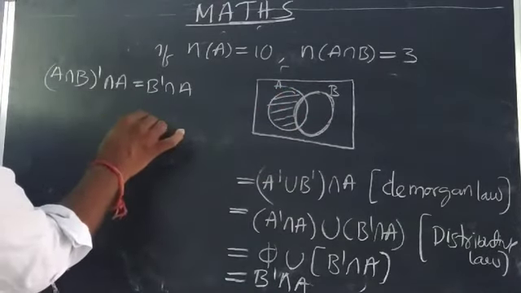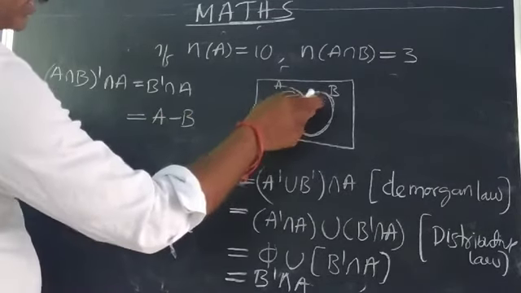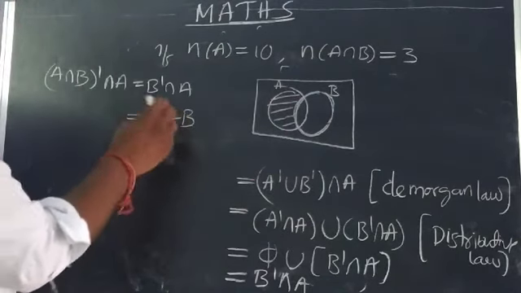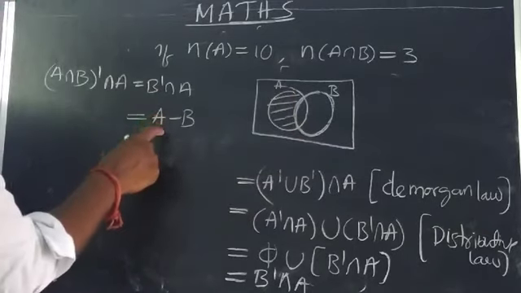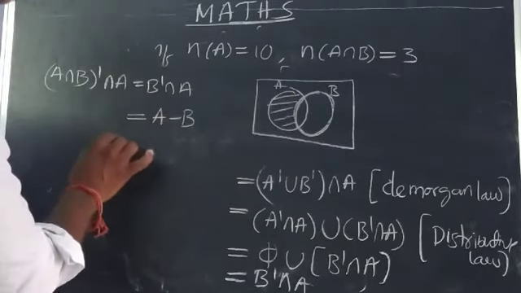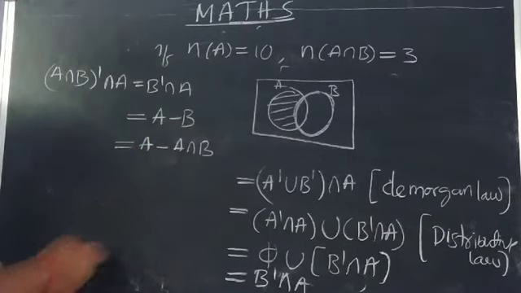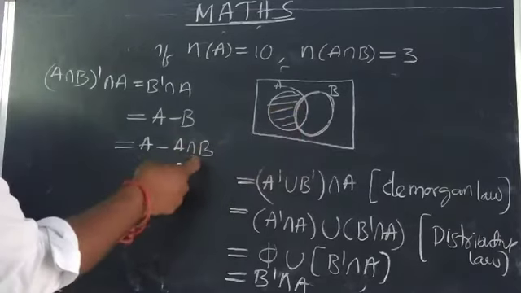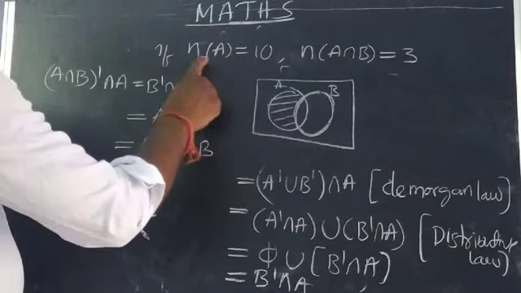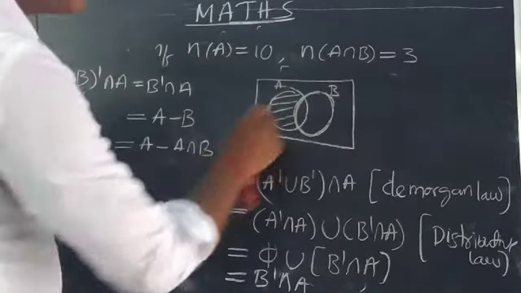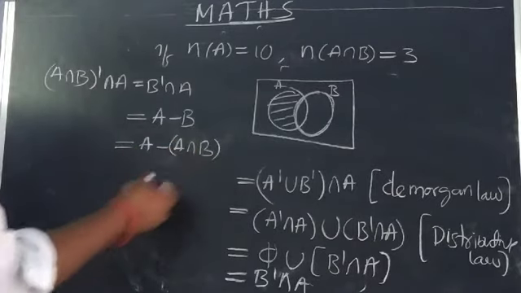Can I write this as A minus B? That means from A I am subtracting the intersection with B. A minus B means only A elements which are not common with B. So these two are the same. And A minus B can I write as A minus A intersection B? Yes, if you subtract A intersection B from A, that is also equal. So these three are equal. Why did I convert like this? Because I have the number of elements in A and in A intersection B, so I express the expression in terms of A and A intersection B.